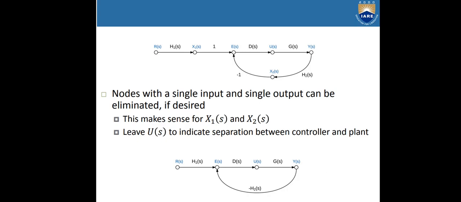Nodes with a single input and single output can be eliminated if desired. This makes sense for X1 of s and X2 of s. Leave U of s to indicate the separation between the controller and the plant.